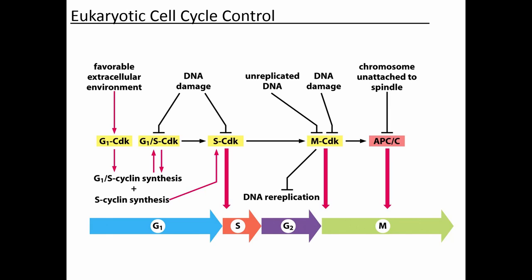If you see a symbol like this, where it's a straight line with one perpendicular to it, that means inhibition. So DNA damage results in inhibiting these cyclin-dependent kinases, and that's what would prevent the cell from progressing through the cell cycle. I said one thing that can halt a cell in the cell cycle is DNA damage, and it does that by preventing these cyclin-dependent kinase complexes from becoming active. Unreplicated or damaged DNA can also inhibit this cyclin-dependent kinase, and a chromosome unattached to the spindle results in inhibiting that cyclin-dependent kinase cyclin complex.